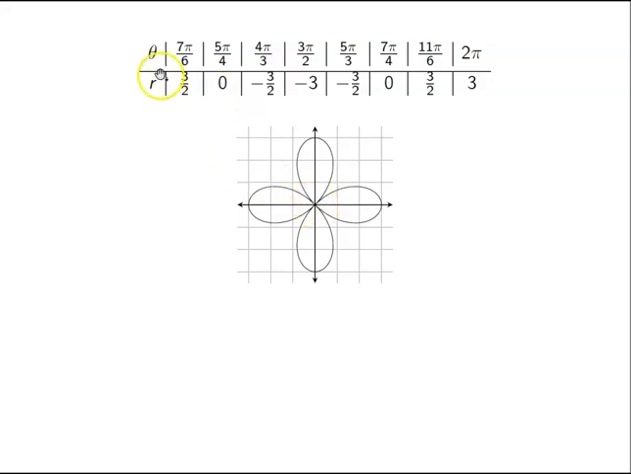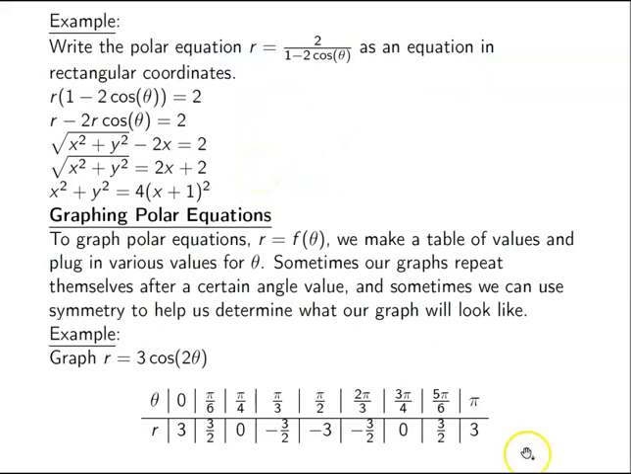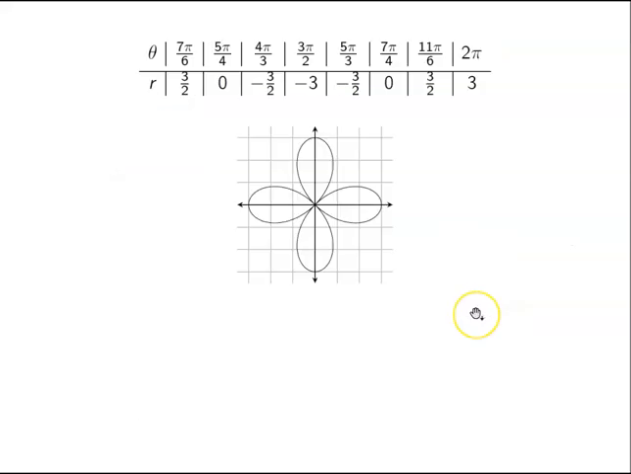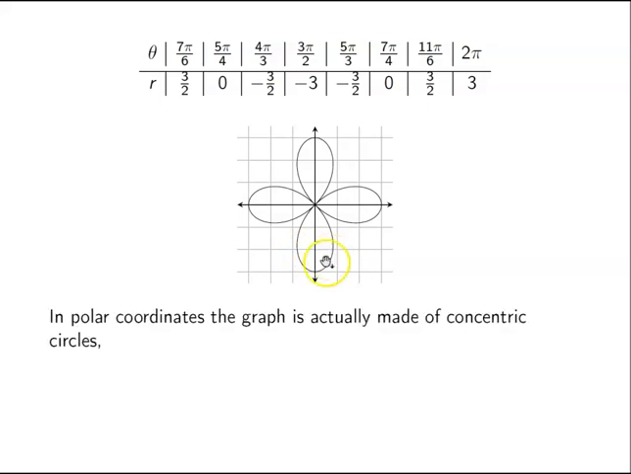So if I'm starting at the previous value, pi, with a positive 3. So at pi, I have a radius of 3. And yeah, as I go through this, I have a positive value of 3 halves for my radius. Okay. I'm back down to 0. Yeah, so it looks like we're going this way, a lot around this clover. Okay. Very nice looking graph.